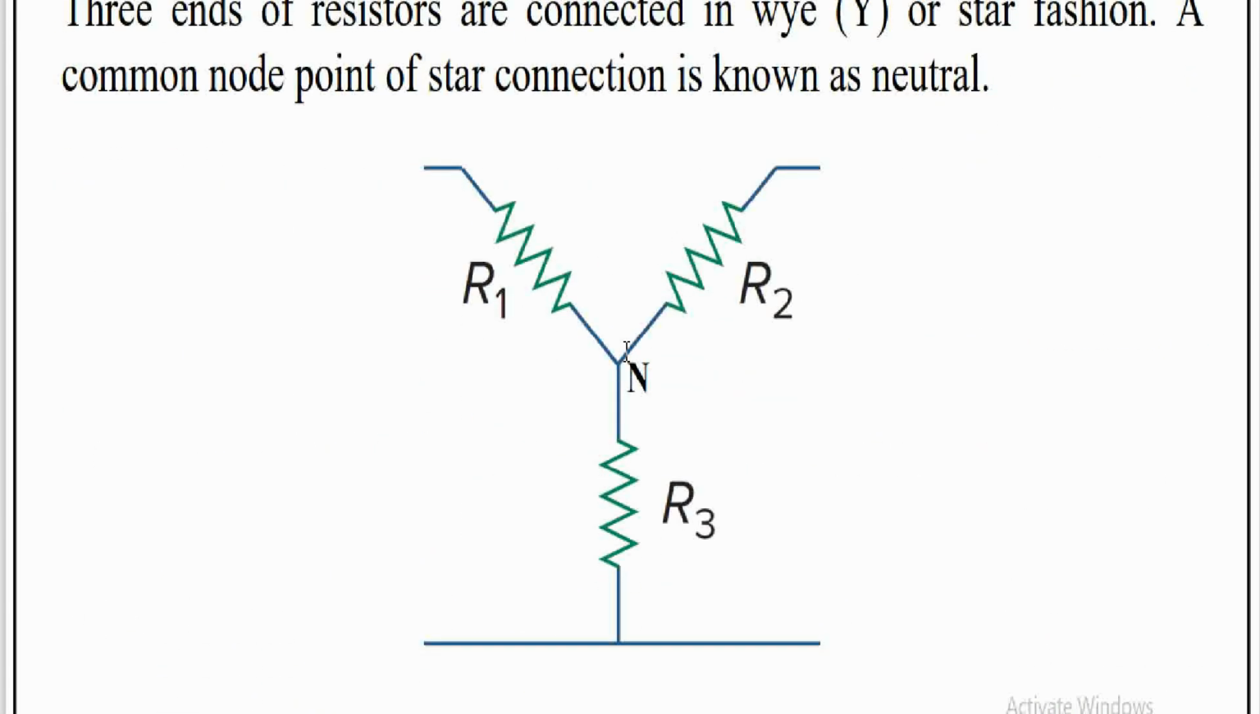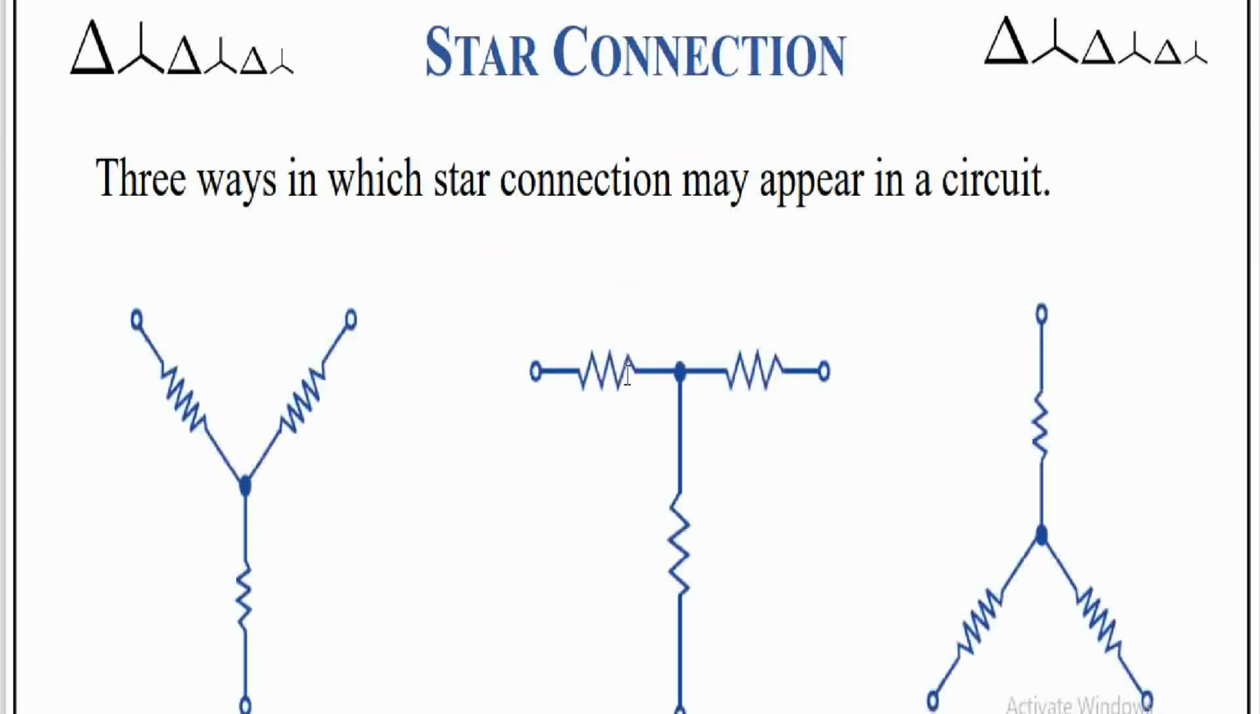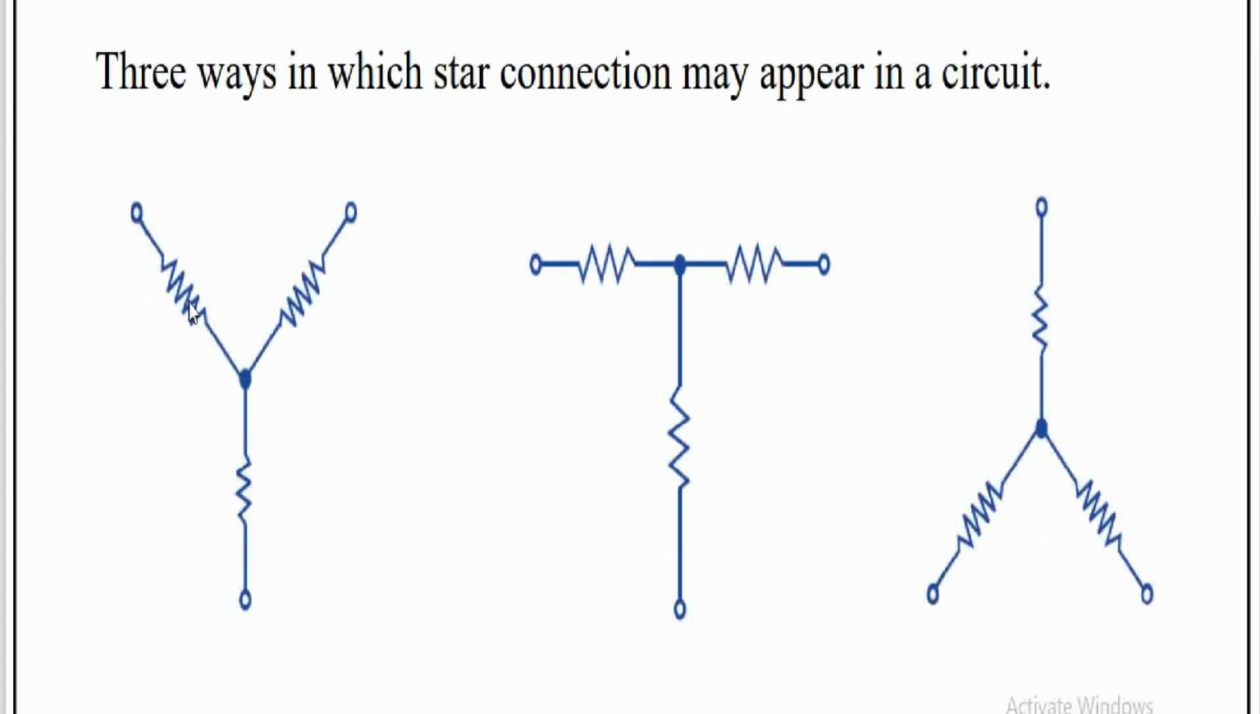So this is your neutral point. Three ways in which a star connection may appear in a circuit. While solving a star to delta or delta to star connection, the star connection may appear in these ways.